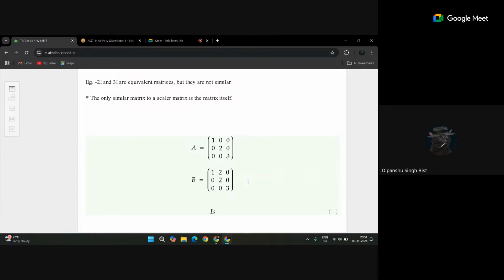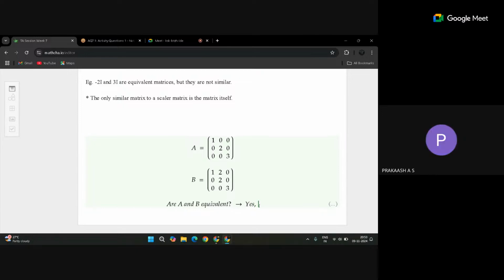Now, if A and B are equivalent, what about this? Yes or no? Yes, sir. The rank is same. They are equivalent because you just do a row operation, where you are just adding this row to this row. And you get B. Right? So you are just doing the elementary row operation. So by doing an elementary row operation on A, you can obtain B. Hence, they are equivalent.